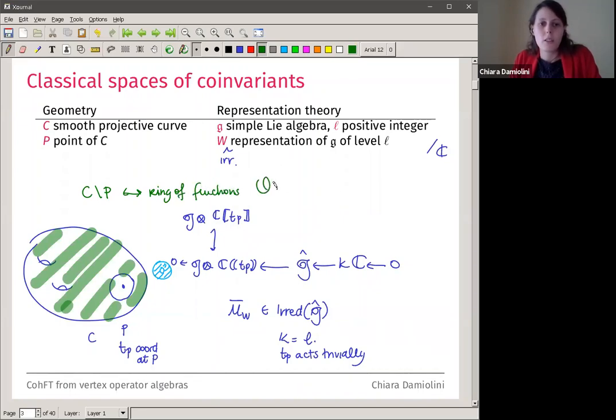Let me call it O of C minus P. For example, for P1, these will be all the functions which have poles at the point P, if I remove the point. And again, I can take the tensor product of the Lie algebra with this. I extend again the scalars. This maps naturally to the Lie algebra, which I extended, but moreover, by the residue theorem, it's also a Lie subalgebra of the affine Lie algebra.